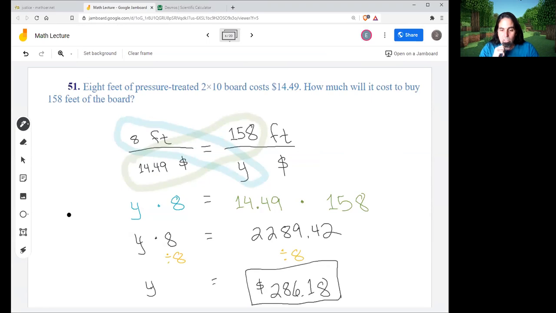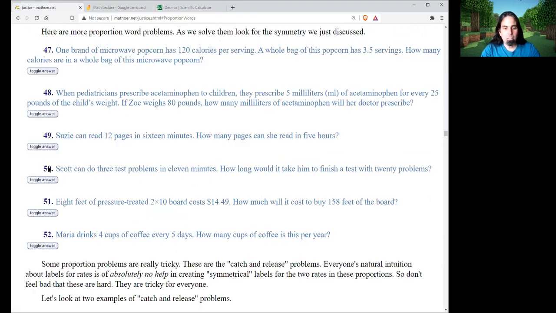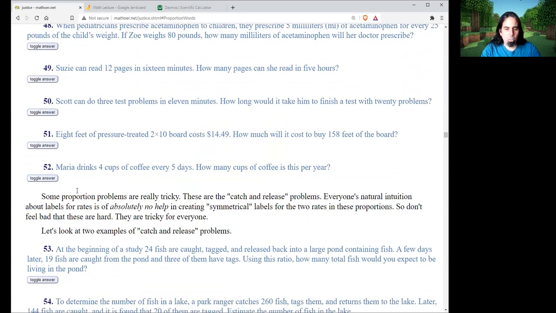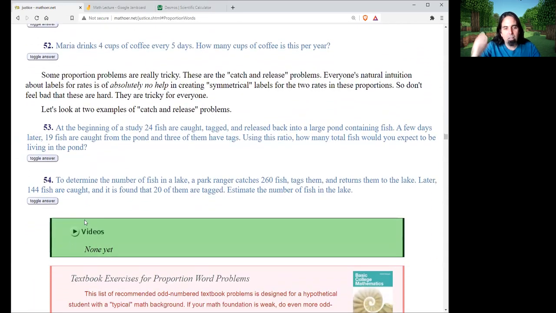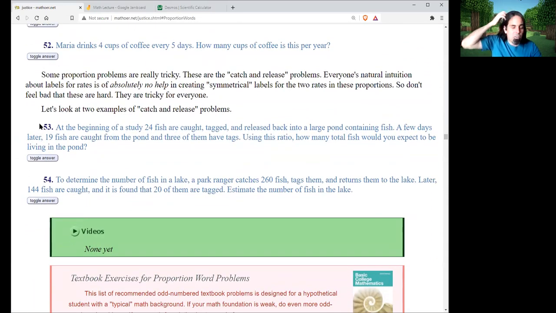And that's really all I can talk about these. So we can do more of them if you want. If you feel ready for homework, then we can be done for now. There's more example problems going on. 53 and 54 are your challenge problems.